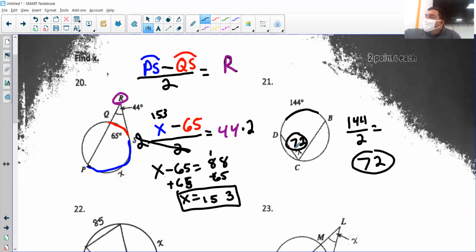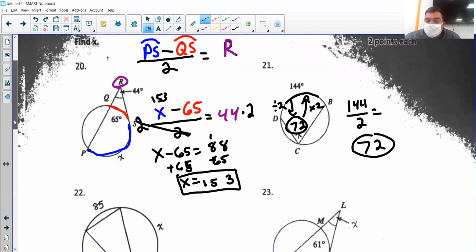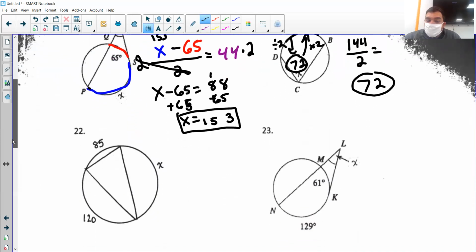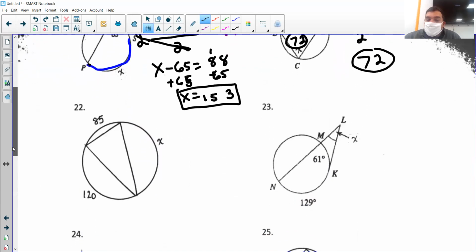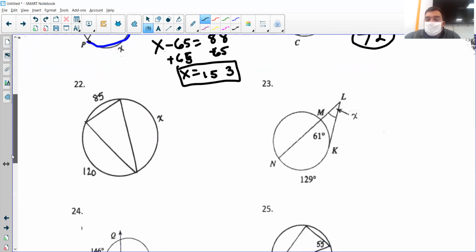Because if you're going from inside the circle to outside the circle, it doubles. If you go outside the circle to inside the circle, it's half. This way is times 2. So X equals this way divided by 2. So if the angle was inside and the X is outside, then it'd be 144 multiplied. Something like that, yeah.